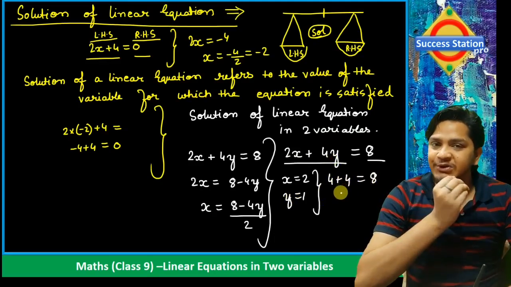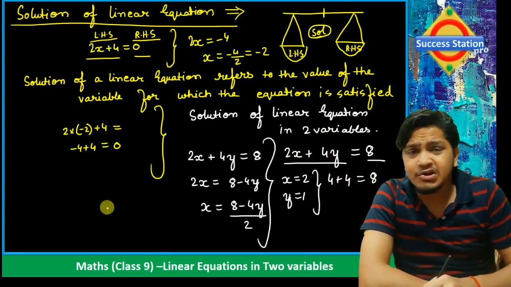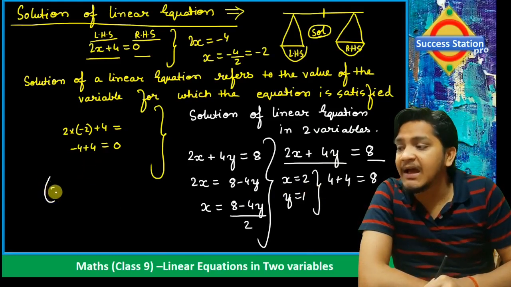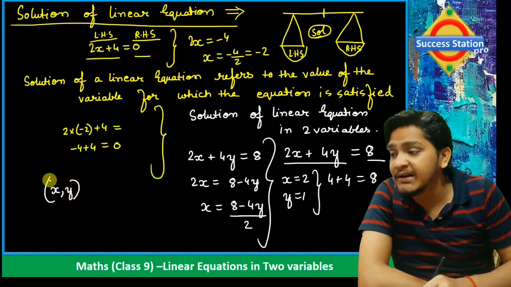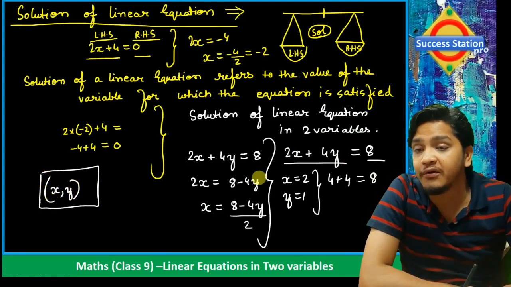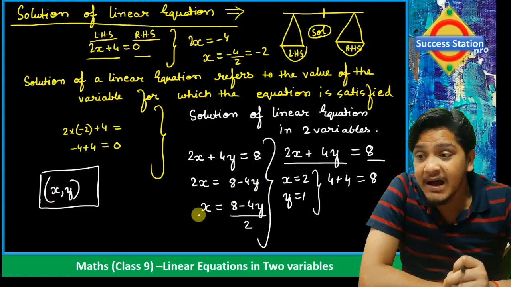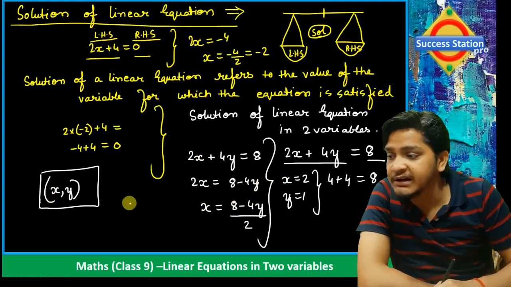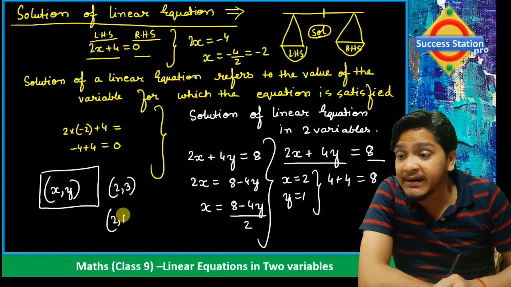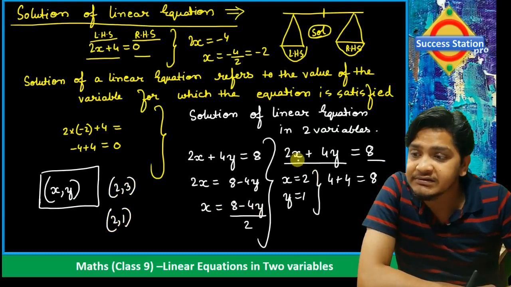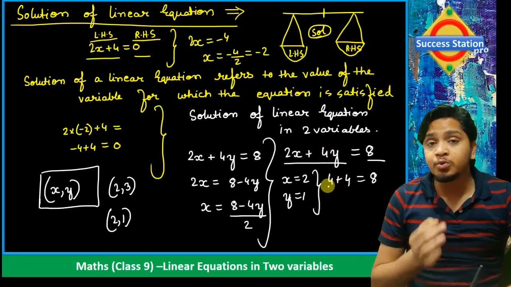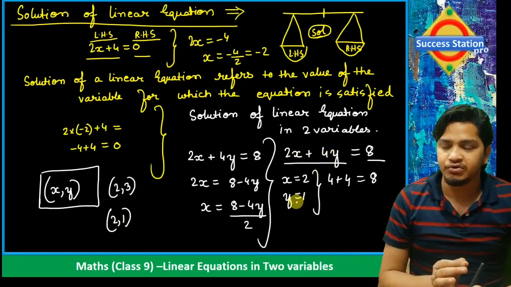So here the solution that you are getting is not only the value of x, but the value of x as well as the value of y. Together they make a solution of the linear equation in two variables. It means the values of both the variables together are a solution. You can't say 2, 3 is a solution. No, 2 with 1 only can give you the solution. If you put 2 in place of x and 3 in place of y, it won't be a solution of this equation. 2 and 1 together make a solution.